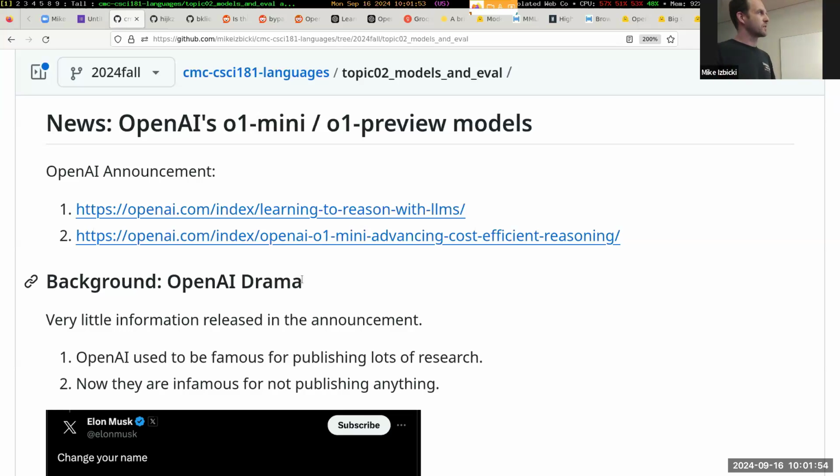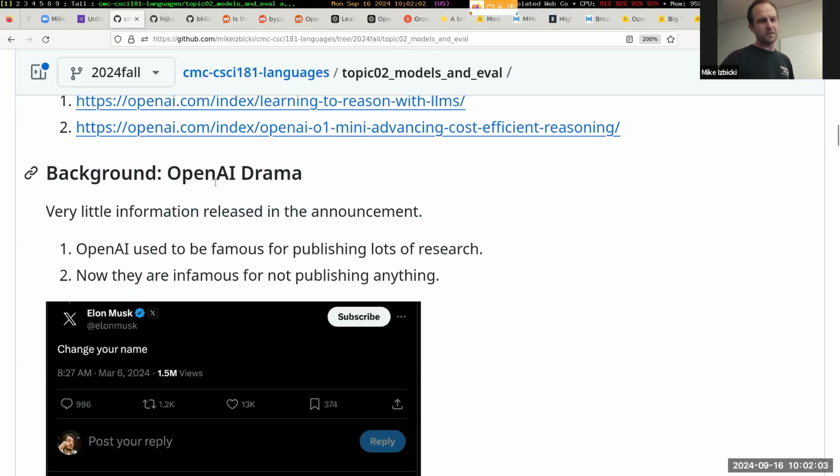One of the weird things about this sort of subject is that there are so many interrelated things that we have to cover before we can get to whatever it is that I actually want us to talk about. So the first thing that we have to talk about is this OpenAI drama.